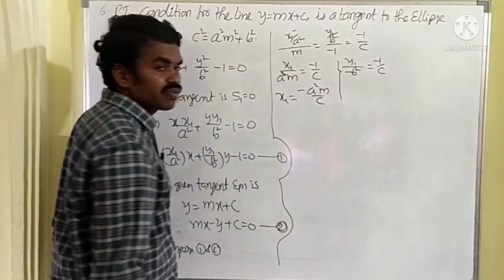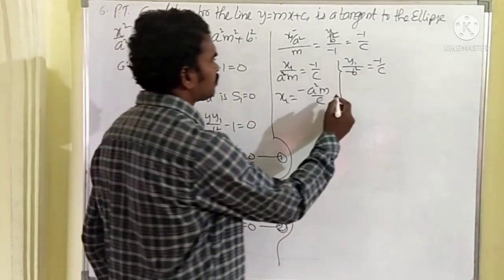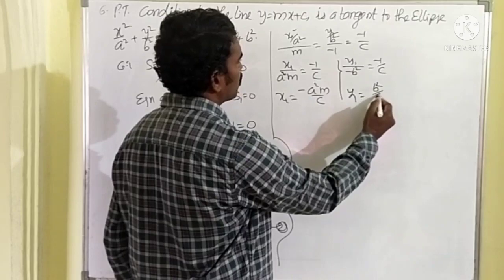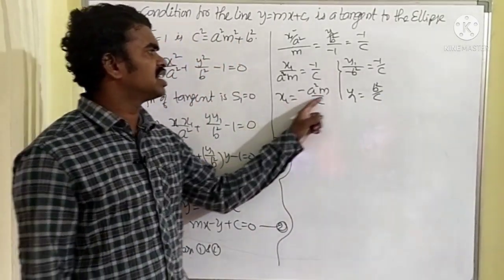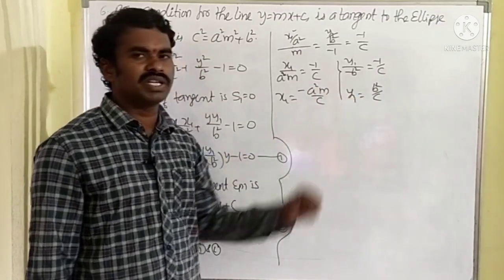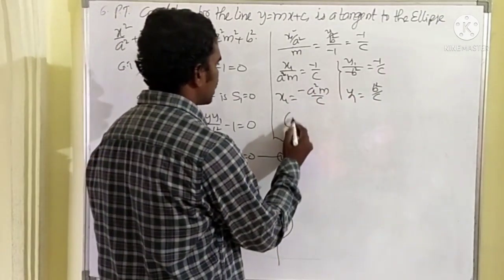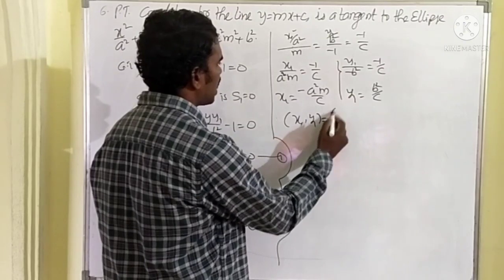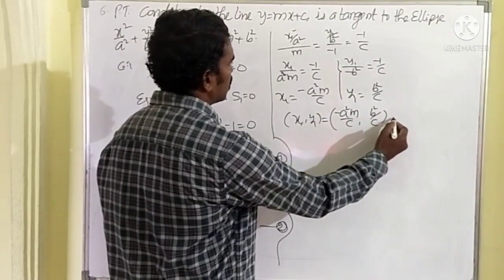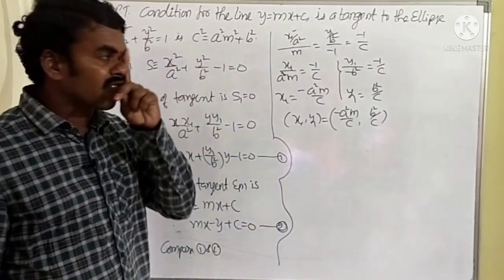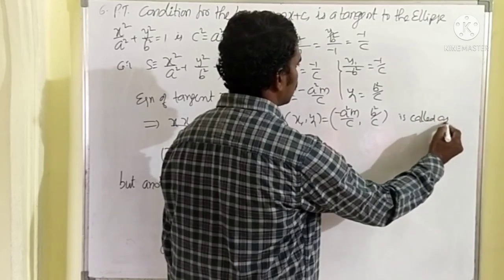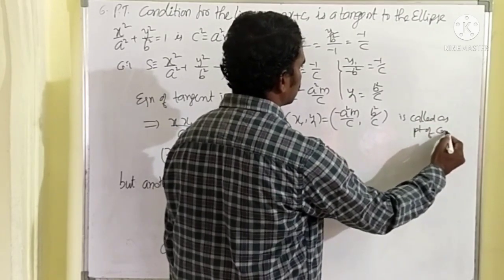So we got the point x1. Next, y1 = −b² into −1, which becomes +b²/c. So actually this point is called the point of contact, (−a² m/c, b²/c). So x1, y1 we got as −a² m/c, b²/c. This is called the point of contact.